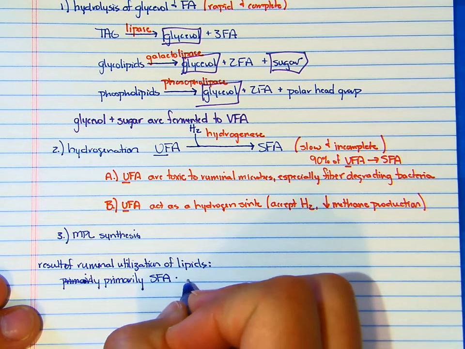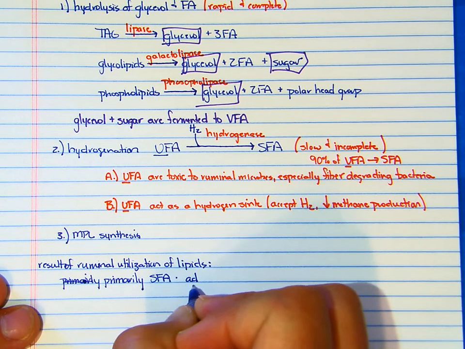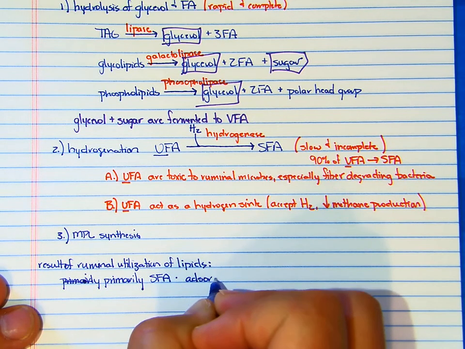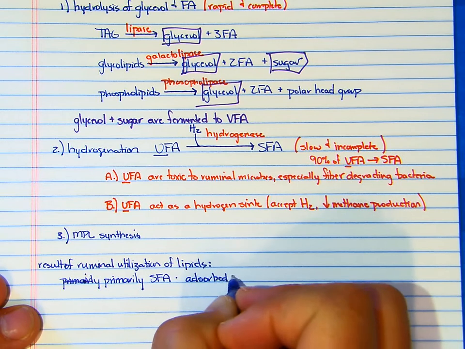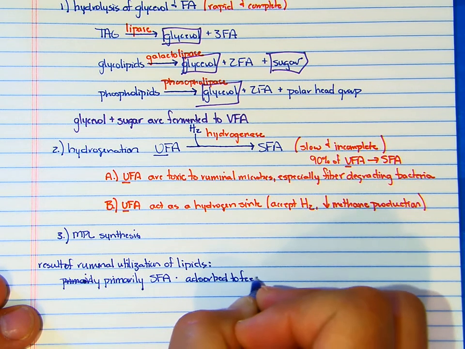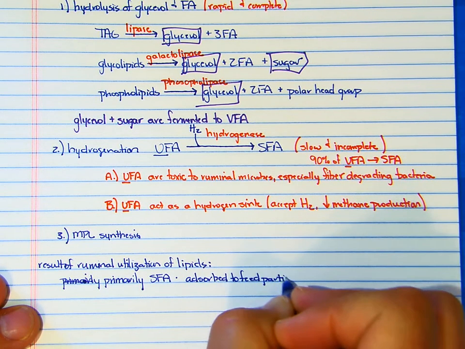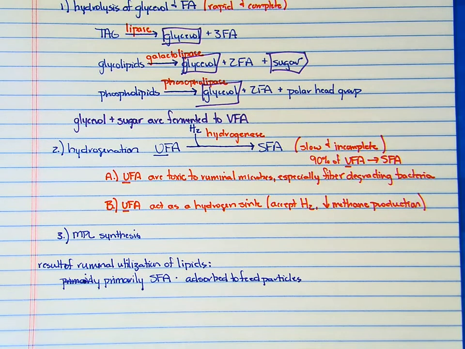So what's going to happen to them is they're going to be adsorbed, that's an "ad," to feed particles. Okay, so they're not inside the feed particle, they're basically stuck on the outside. Okay, and so that's important to keep in mind. The saturated fatty acids are basically going to stick to the feed particle to try to minimize the interaction with the water in the rumen environment. The rumen is primarily water, and so the saturated fatty acids adsorb to the feed particles to prevent them from having to interact with water.